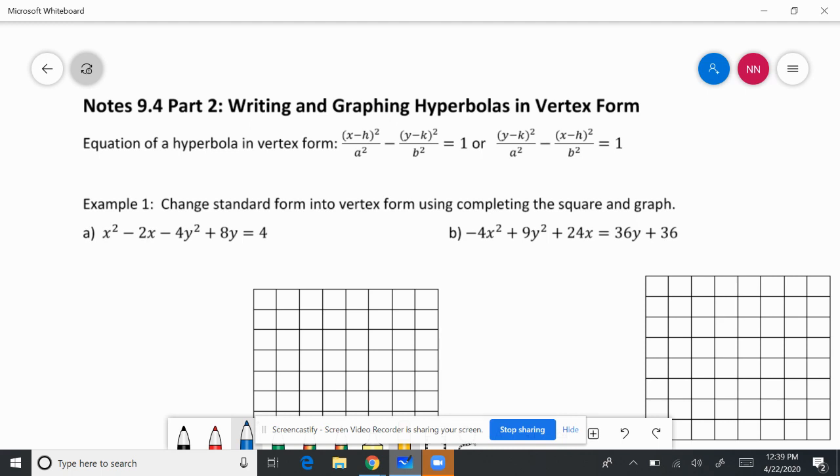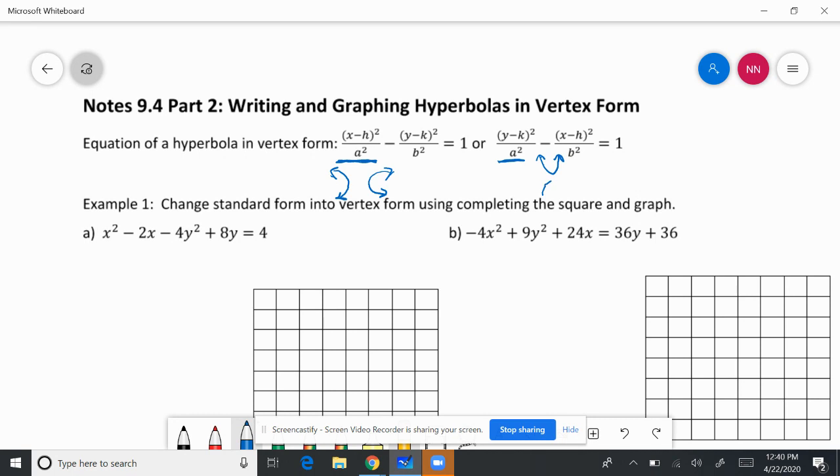Now we're going to be graphing hyperbolas in vertex form. We have two different types of hyperbolas. One is where the x is first and the x is positive, and those hyperbolas are going to look something similar to this, where they're going to the left and to the right. Then, whenever our y is positive, or y is in the front, then what's going to happen is the hyperbola is going to go up or down.